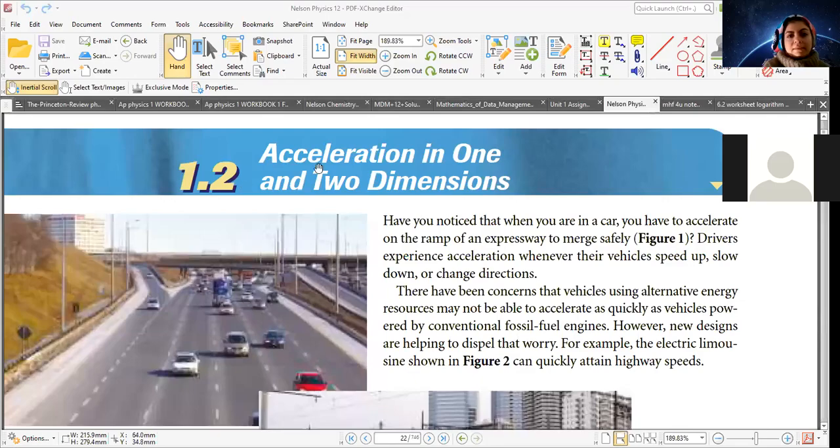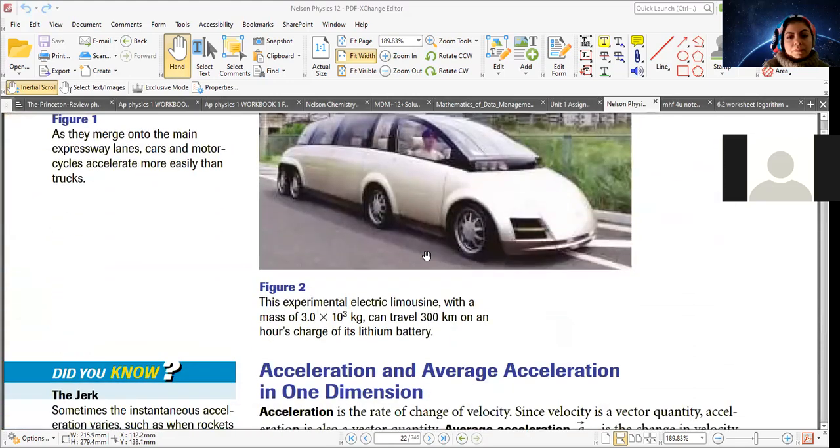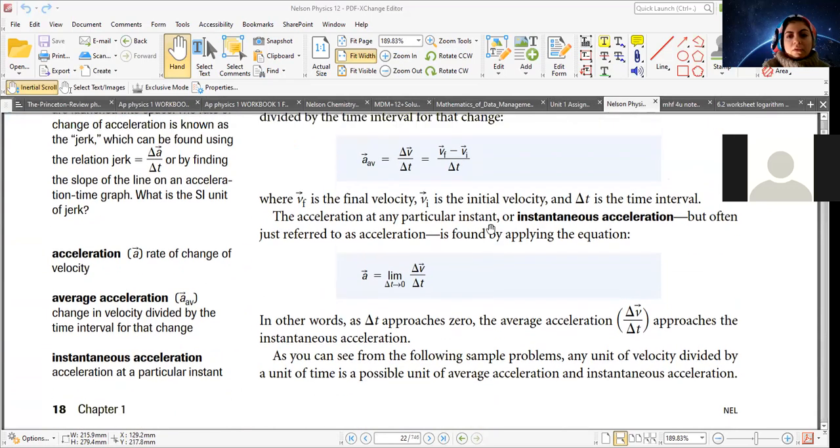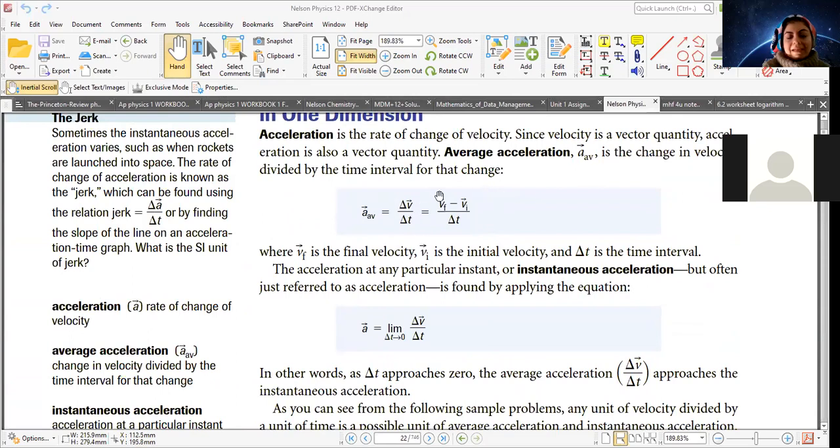Okay, 1.2, acceleration in one and two dimensions. Acceleration is change in velocity over time. Change in velocity is final velocity minus initial velocity. Make sure the velocity is in vector form. So this is average acceleration.